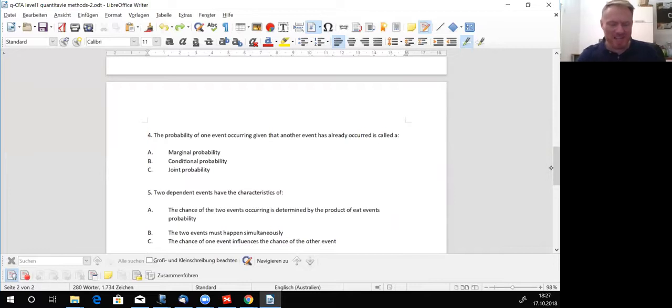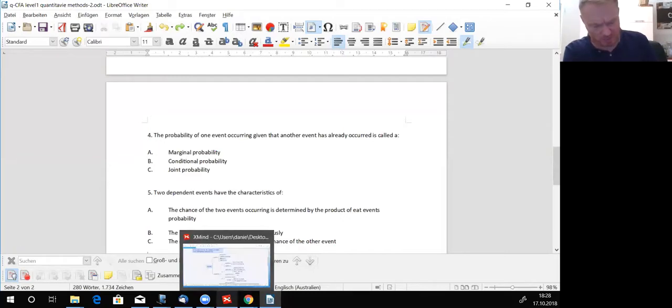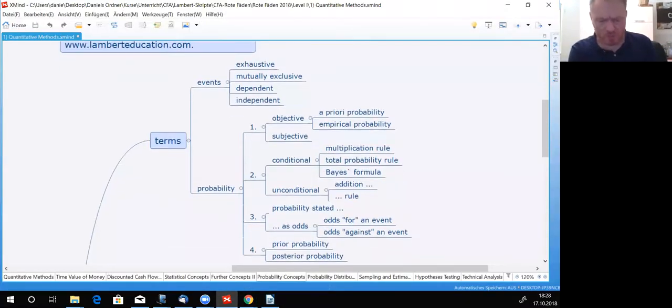Sorry about that. Marginal probability, conditional probability. Oh yes, we need to understand the meaning of conditional probabilities first. So we go back to our mind map. I created those mind maps, and all in all, I think it includes more than 200 pages, wasn't it?